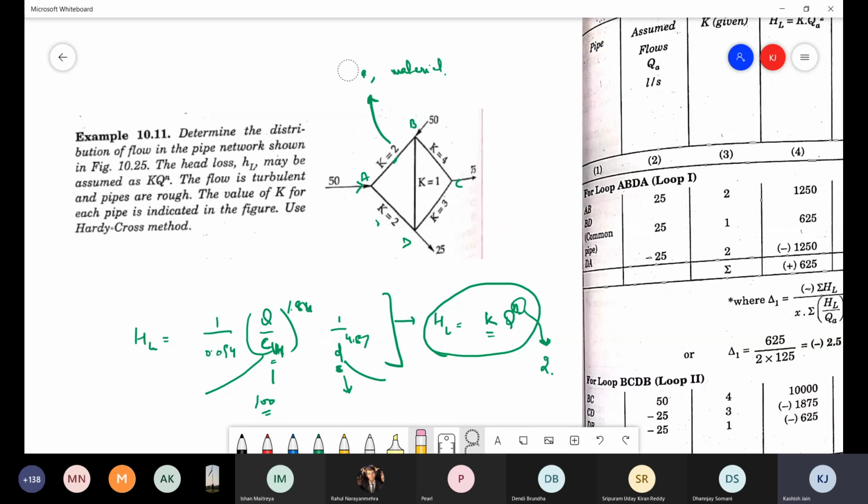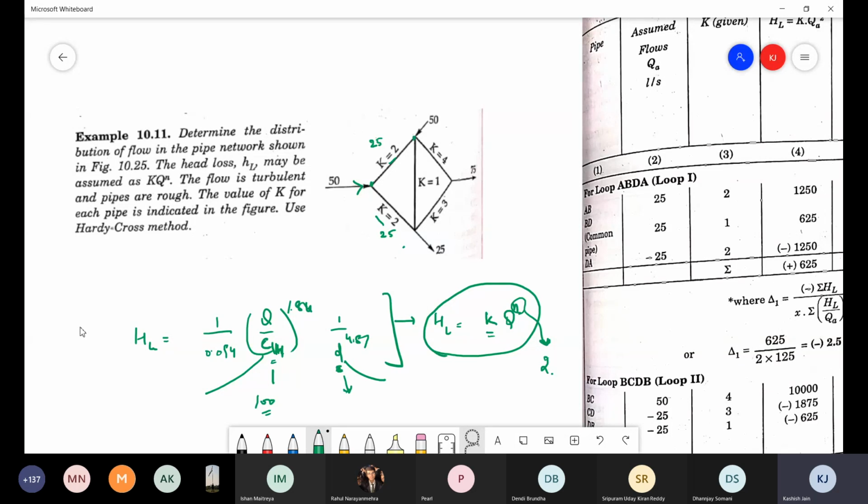So coming back to the distribution of flow, we need to ensure that through each junction, the amount of flow entering is equal to the amount of flow which is leaving that particular junction. So 50 is coming over here, K is equal to 2, K is equal to 2. That means they might be having similar diameter and similar material, so the flow might be distributed equally. That is 25 units here and 25 units are going over here. Now at this particular point, the law of continuity is maintained because 25 plus 25 leaving is 50 and 50 is entering.